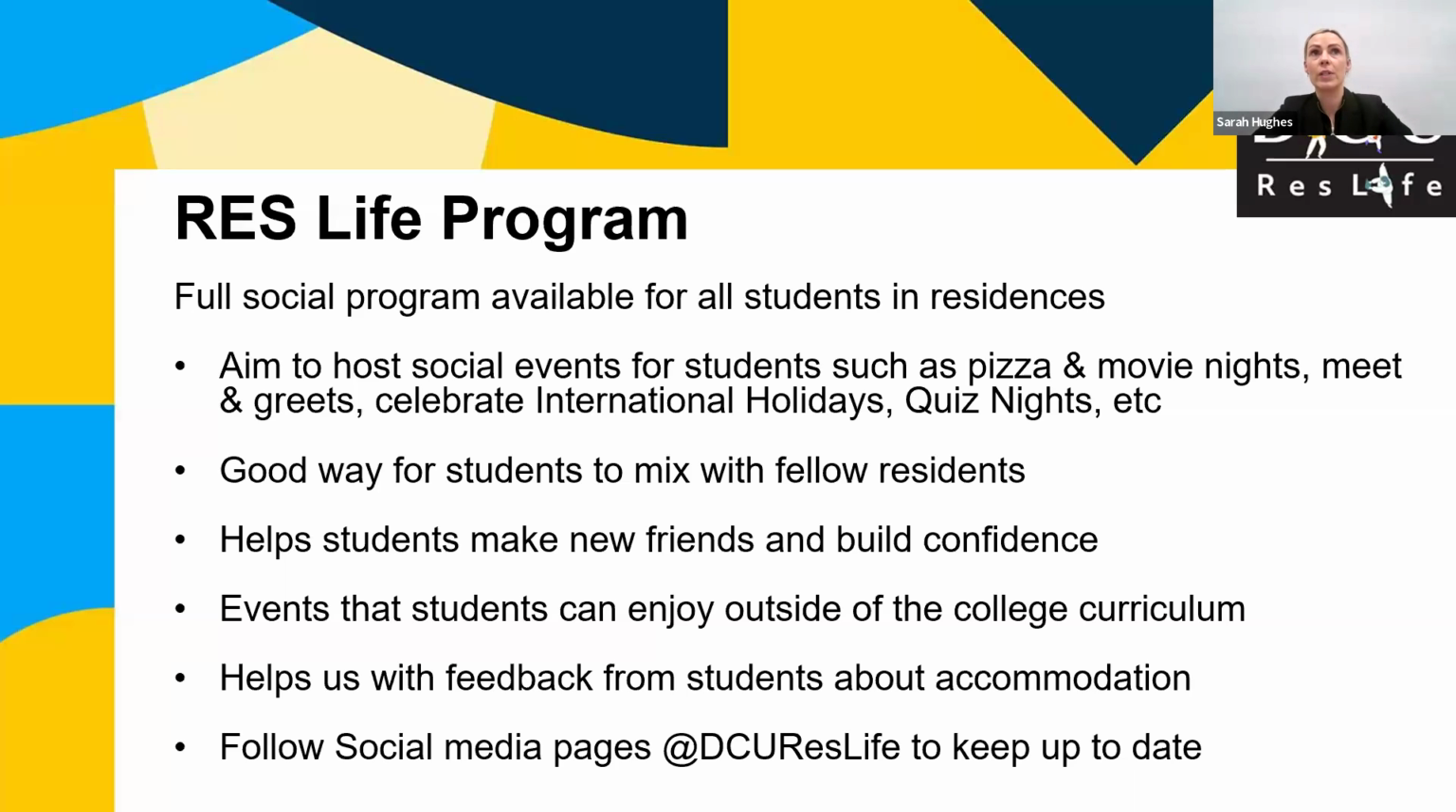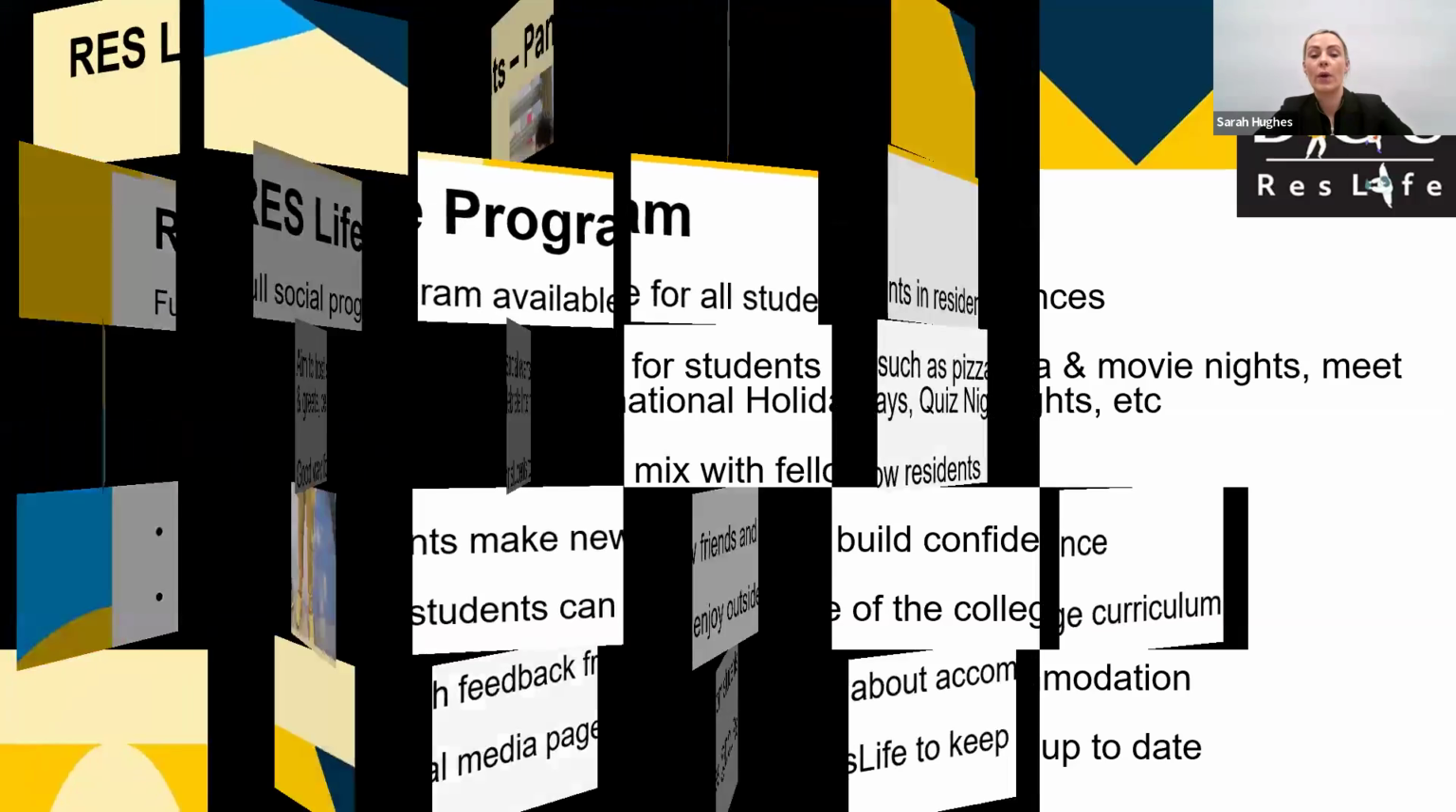And a lot of the time we do ask students that are living on campus for their feedback and what kind of events they would like us to run. And we base it around the students and what they have requested. So follow the social media page at DCU Res Life to keep up to date. Any competitions that we run and any events we would put on will be on that Instagram, but we will also email all residents that live on campus with upcoming events, such as movie nights or welcome dinners or Thanksgiving.